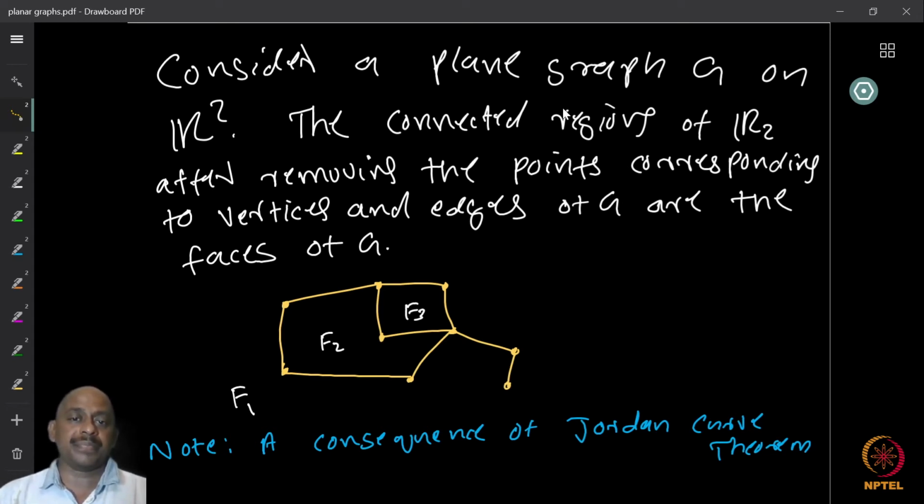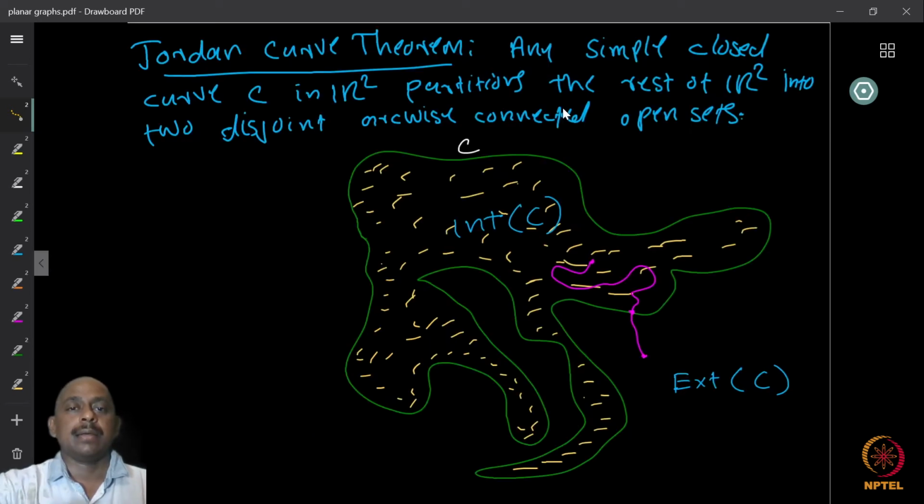Now, this again is intuitively clear, but to prove this is not exactly simple. So we will not go into it. This can be studied in another different course. But this is a very famous result called the Jordan curve theorem. So what is the Jordan curve theorem saying?